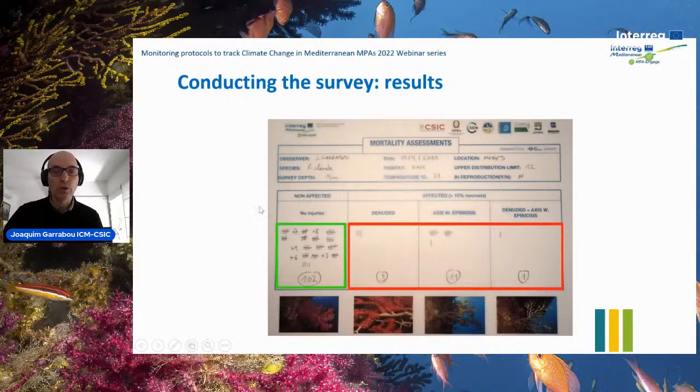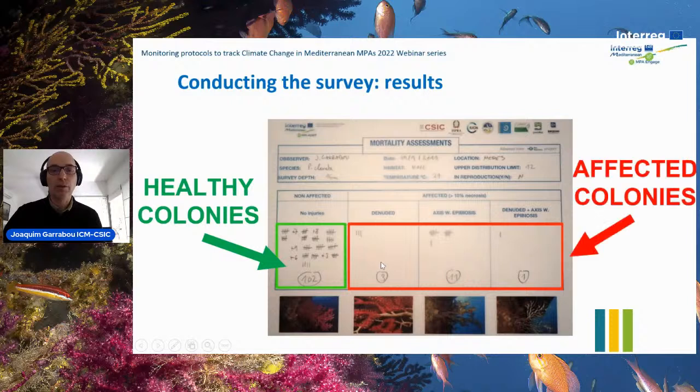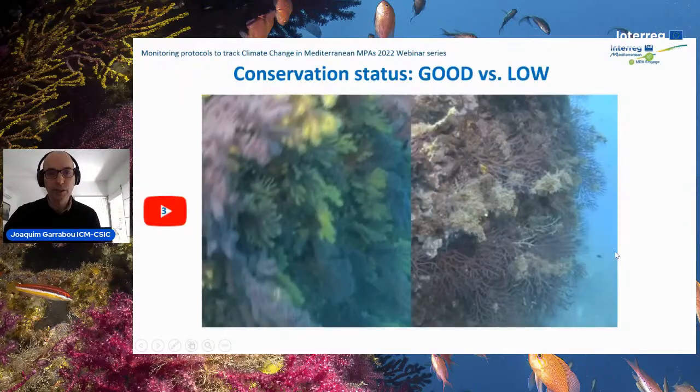So at the end of the survey that we conducted, we will have this kind of results: the board with the number of healthy colonies, the number of affected colonies, and the different categories, as we observed, with recently affected colonies showing the naked or denuded skeleton, and the colonies that show epibiosis, which means they have been affected in the past, or showing both types of injuries.